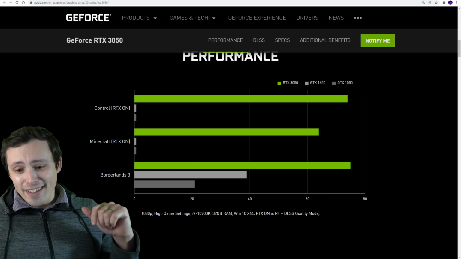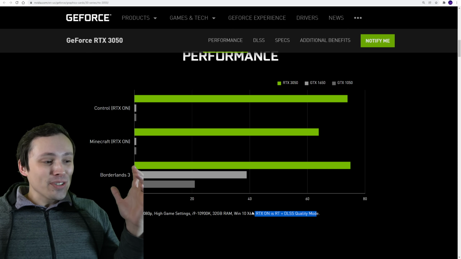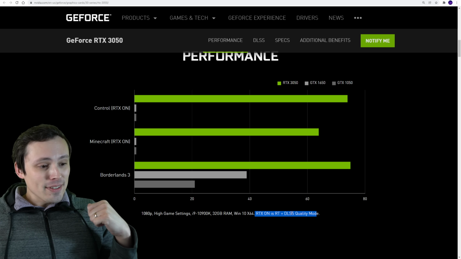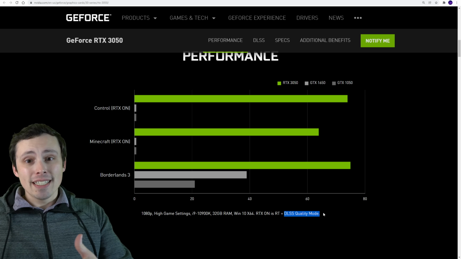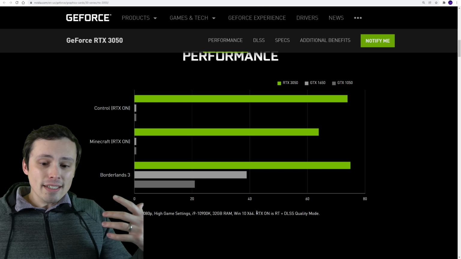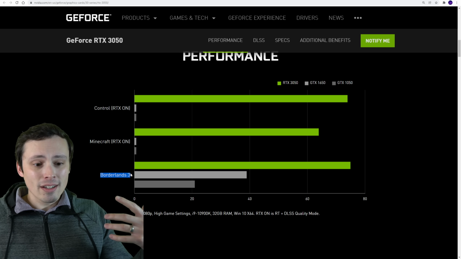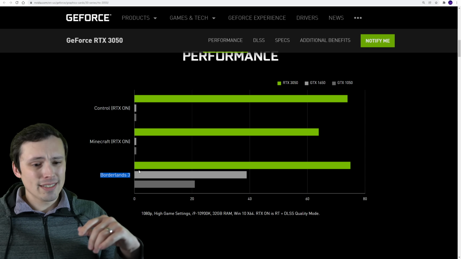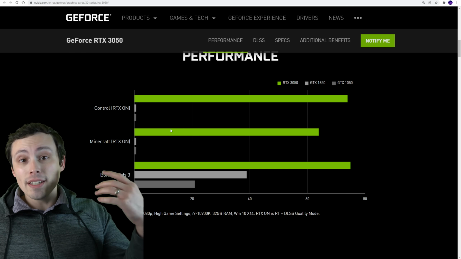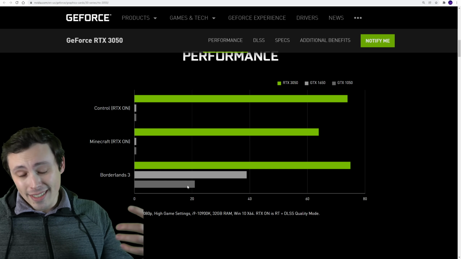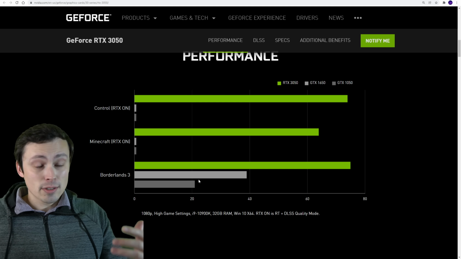Now, in the also just badly designed graph, this caused some confusion because it seems like this chart here is saying that this chart is using DLSS in its quality mode. But that does only appear to be when the RTX is on. So that does appear to only be on Control and Minecraft, and to my knowledge, Borderlands 3 doesn't support DLSS. So in this graph, we're not using DLSS. In those two, we are. These two have ray tracing on, this one doesn't.